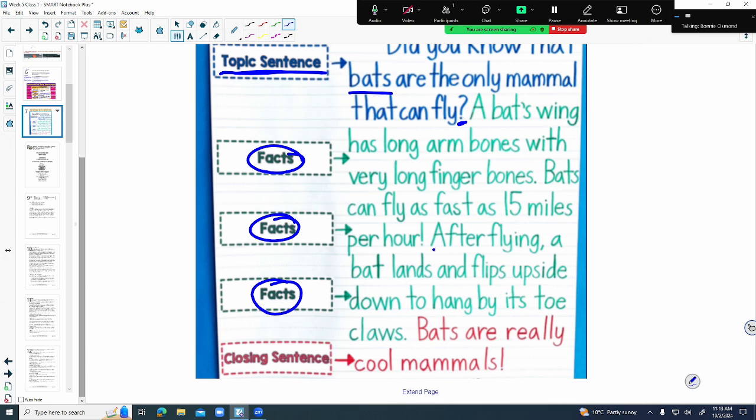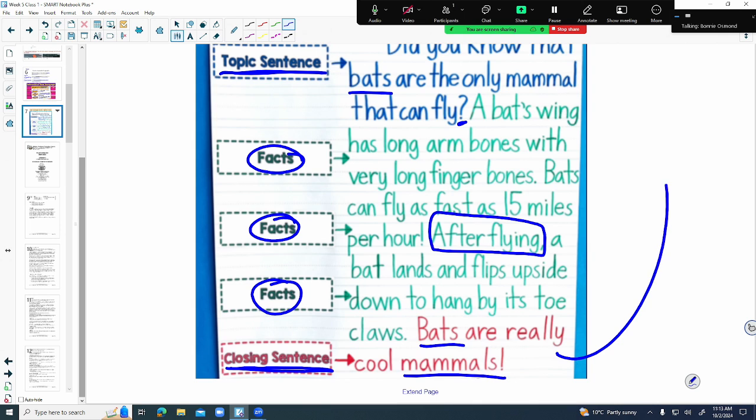So we have this transition phrase here, after flying. It connects the previous sentence about how fast they can fly to what they do after they're done flying. Okay, and then we have our closing sentence. Our closing sentence sums up the paragraph and lets us know that it's done. So, bats are really cool mammals. We're talking about bats being mammals. That refers back to our topic sentence: did you know that bats are the only mammal that can fly? Bats and mammals.